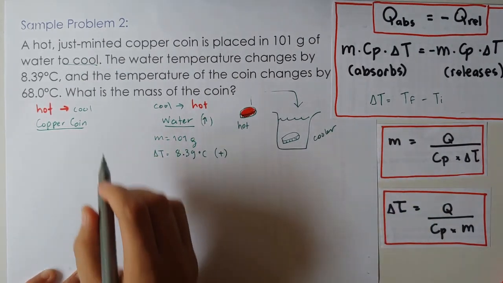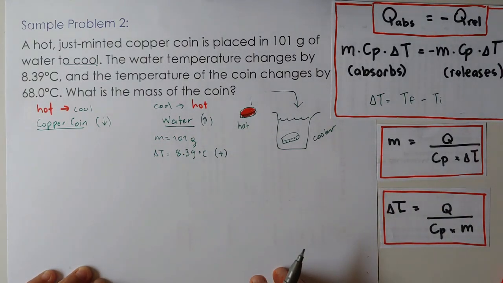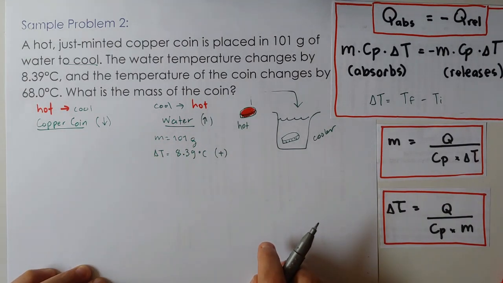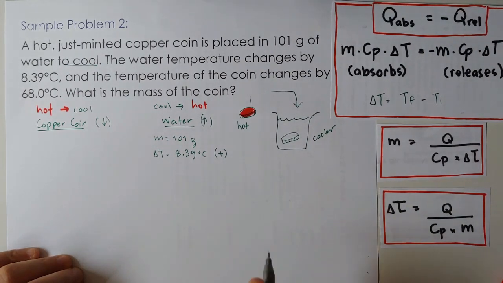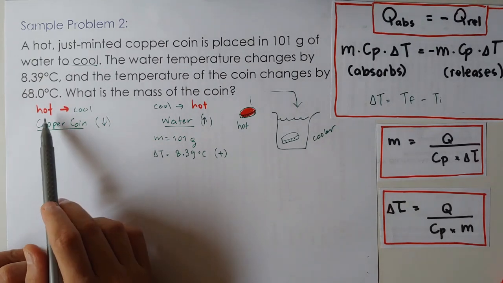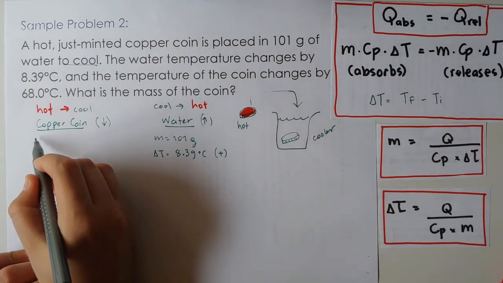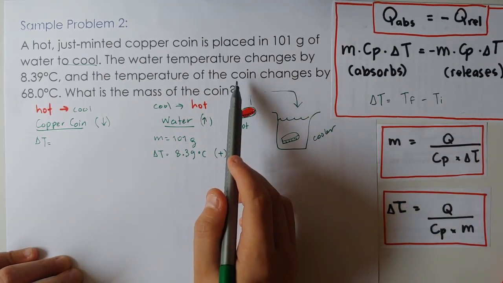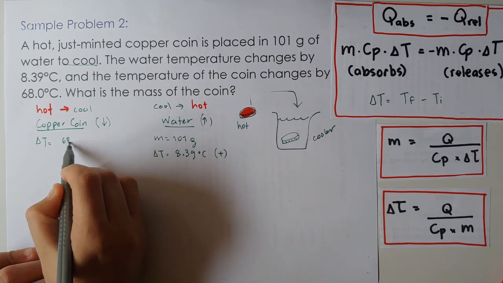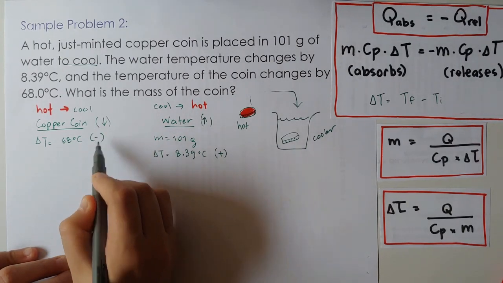But in the case of the copper coin, because it becomes cooler, we are going to consider the change of temperature to be negative, because it loses temperature. As it loses, we know it should be negative. So we say that delta T of the coin, the temperature change in the coin, is 68 degrees Celsius. As it gets cooler, the sign must be negative.